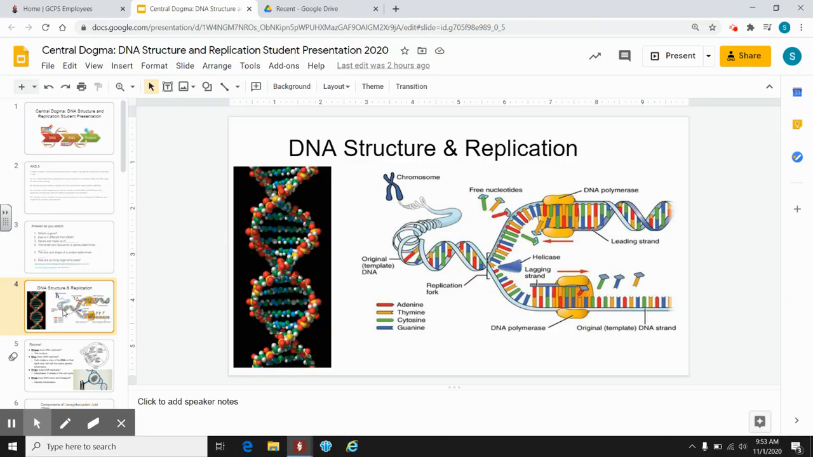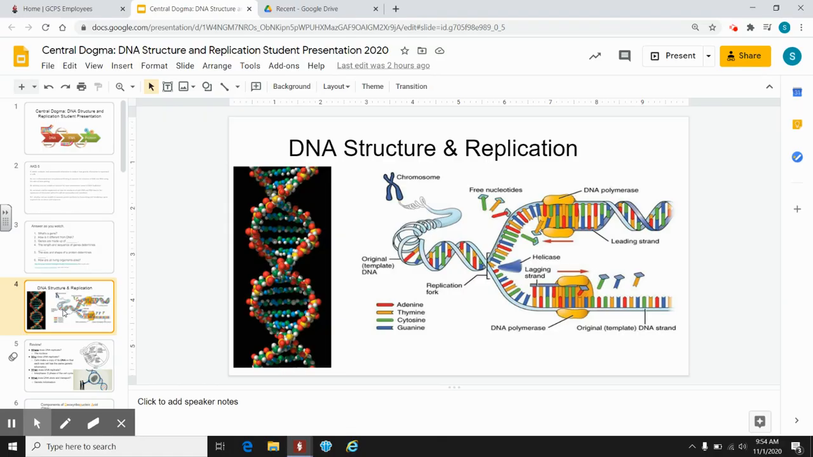The second process in the central dogma is DNA transcription. This is how RNA copies just a portion of the DNA code and carries that message outside of the nucleus. The third process is translation. RNA decodes the message and translates it into specific proteins. Remember, proteins are the foundation for all biological functions.